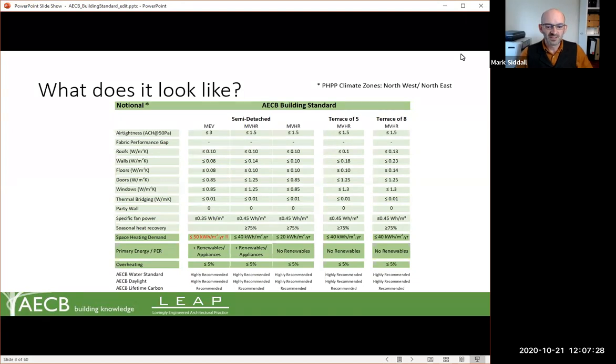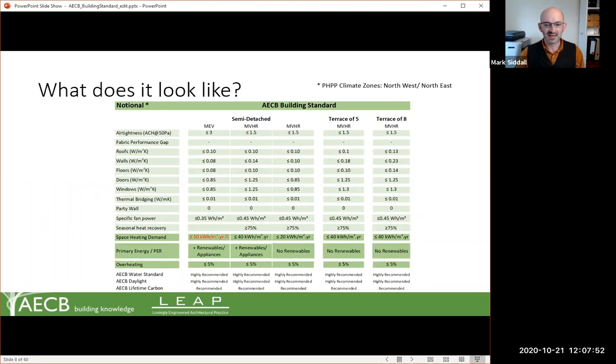But basically what we can see is, first of all, on the leftmost column with MEV at the top, so mechanical extract ventilation, we talk about an air tightness target of less than 3 air changes per hour at 50 pascals. Now, what we have here is, in fact, the model itself ended up using an air tightness of 1.5 to try and achieve the space heating demand target.